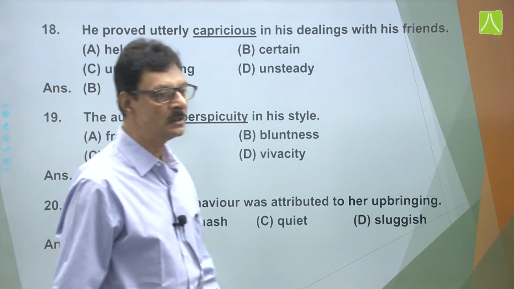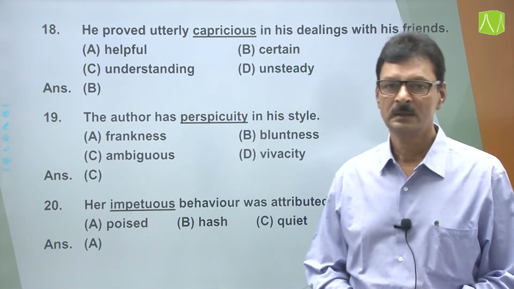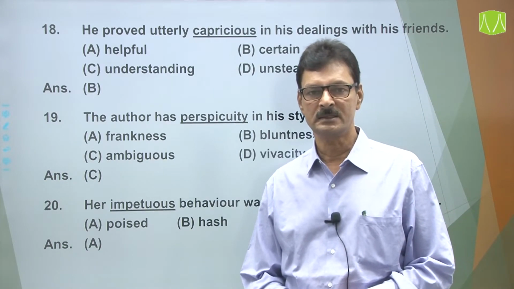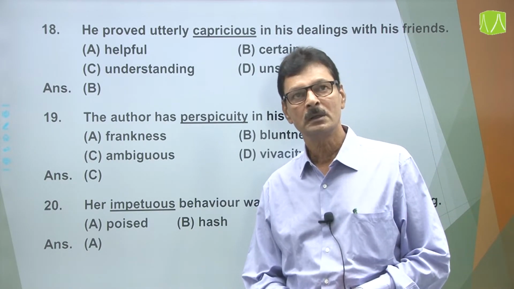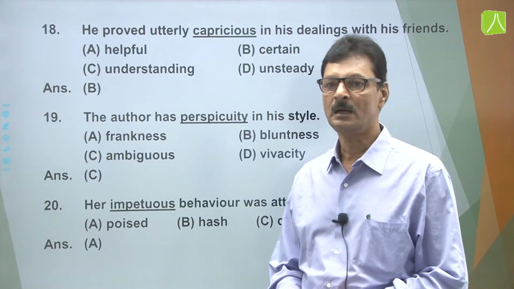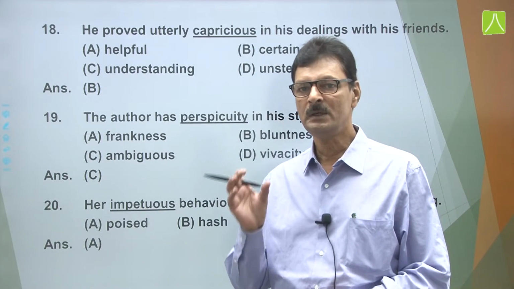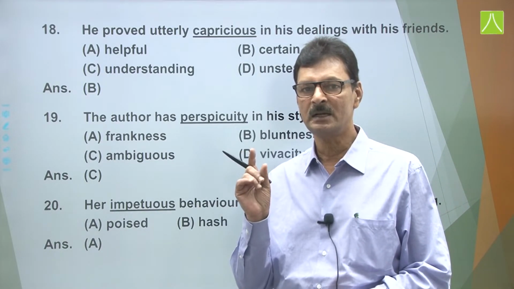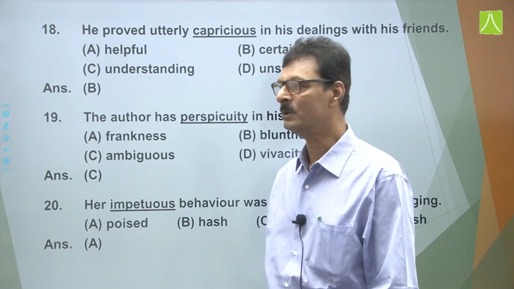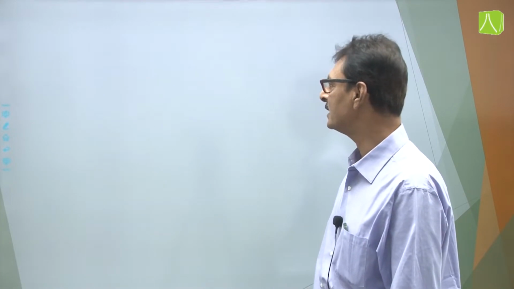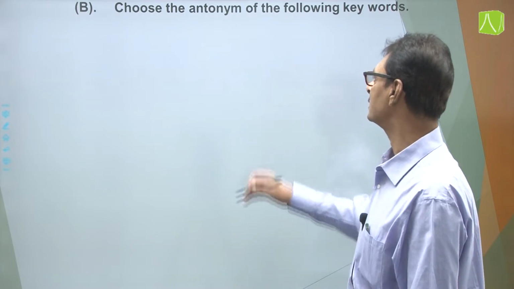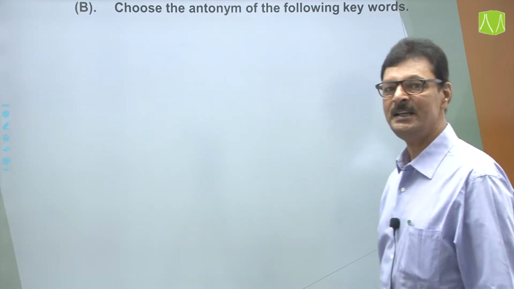So, these were some antonyms in the form of sentences. Let us focus on the questions you can expect in the other way. In that way, only the keyword will be given, एक शब्द दिया जाएगा and you have to analyze the antonym from the words. So, जल्दी से लेते हैं the second type of set. Choose the antonym of the following keywords.